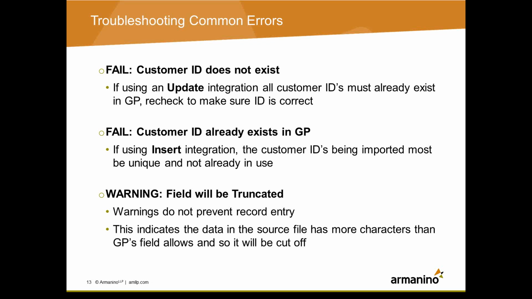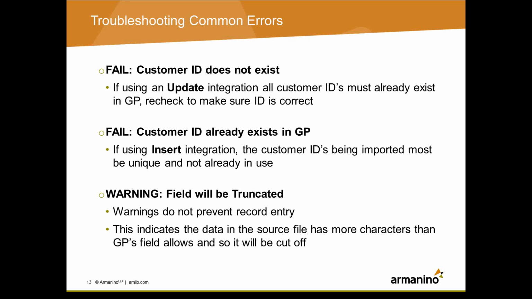If the customer ID does not exist, that means I have some customer IDs in my list that don't already exist. So that gives me two places to check: my actual integration, and also in Properties, whether it's correctly set up to either update, insert, or insert and update. The next one is customer ID already exists in GP. That means the insert option was chosen, not the insert and update option. The next warning that is very, very common is that the field will be truncated. This is a warning, meaning that your integration will not fail.